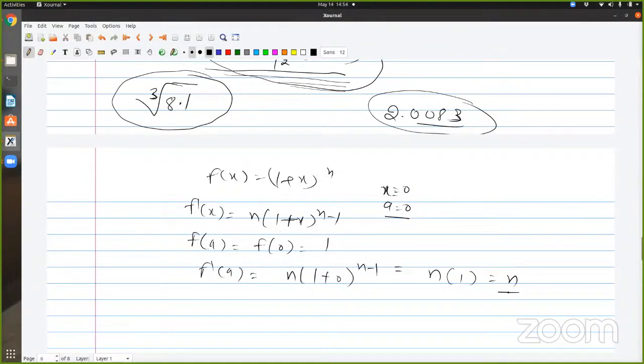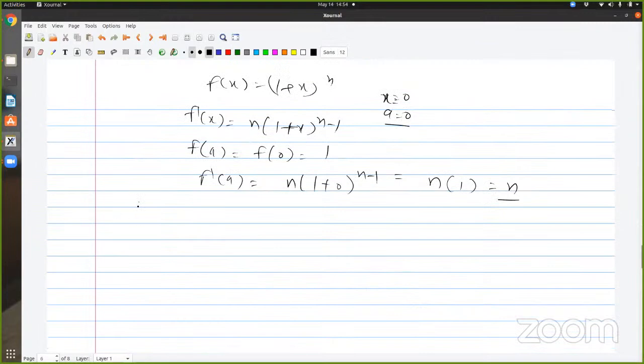Into 1, that is your n. The linear approximation will be f of a, 1, plus f dash a, n, into x minus a, 0. Yeah, 1 plus nx is what you're getting.